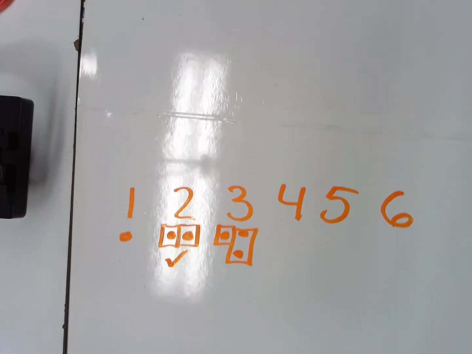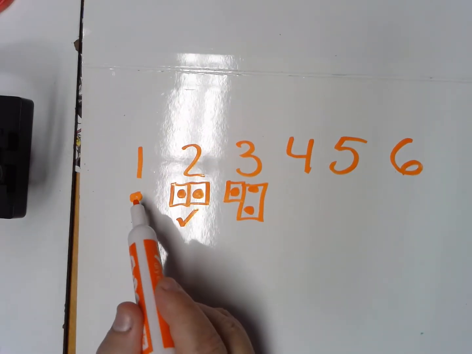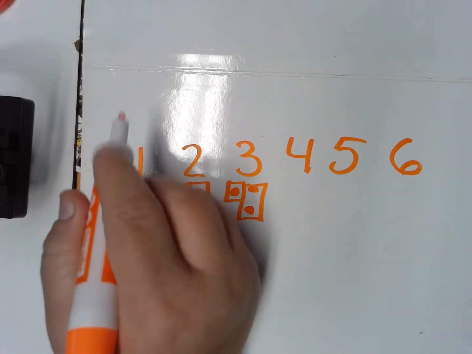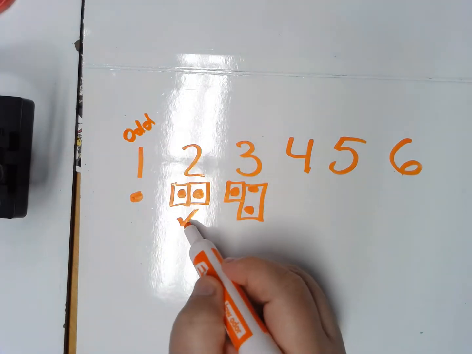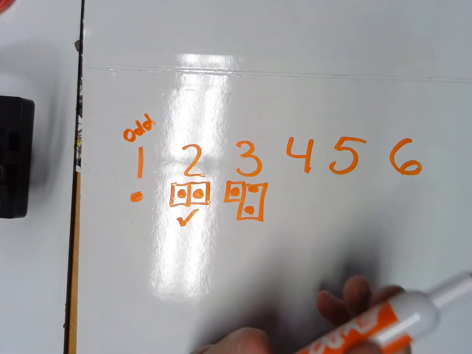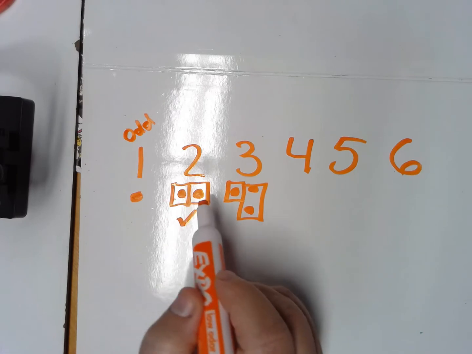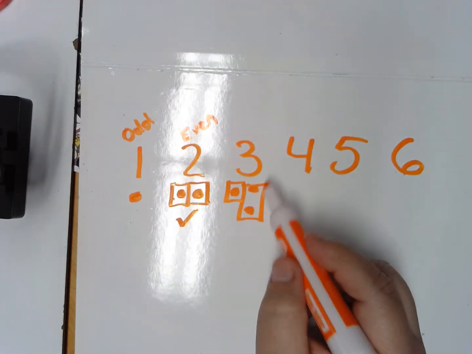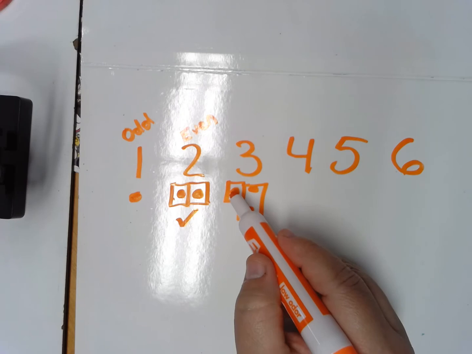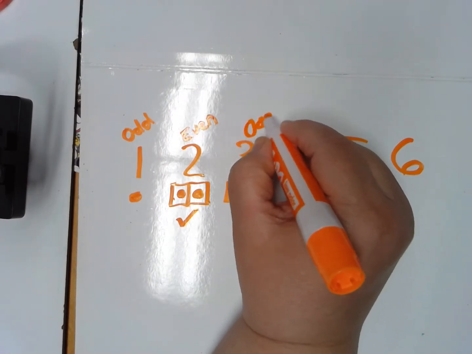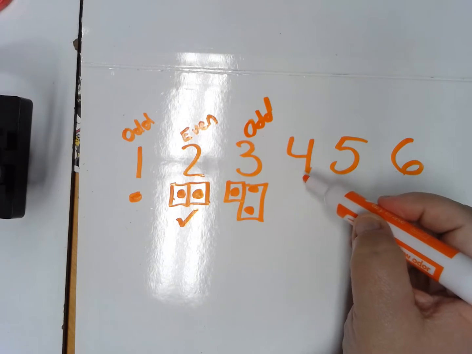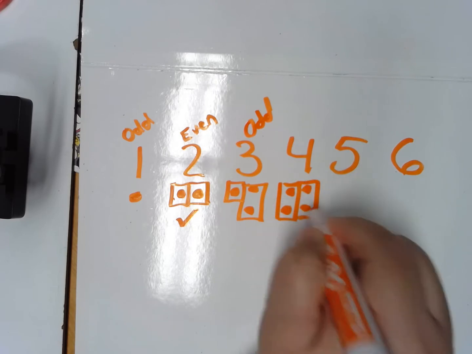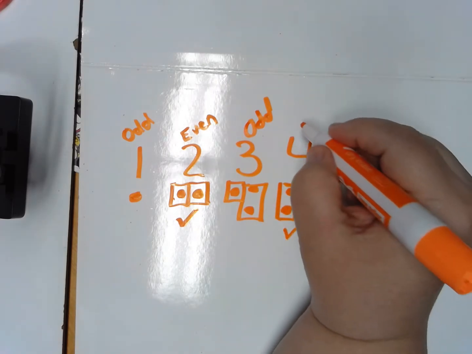For example, when I have 1, I cannot make 2 equal whole number groups with 1. So this is odd. With 2, I can make 2 equal groups. They both have 1 inside, 2 groups of 1. That is even. Then I have 3. In this group, I have 2 in one group and 1 in the other. That's going to be an odd group. Number 4, when I make 4 dots, I have 2 equal groups of 2. That is even.